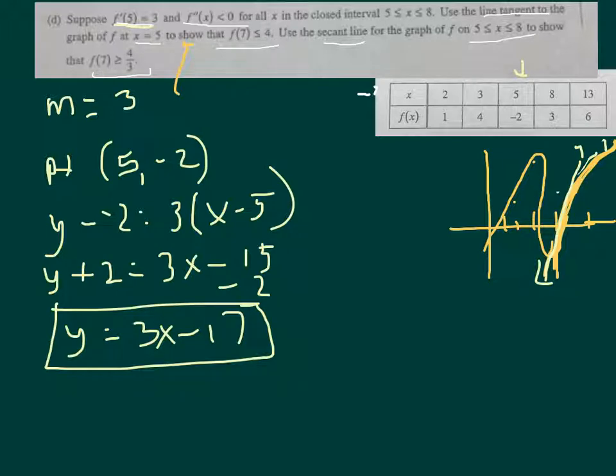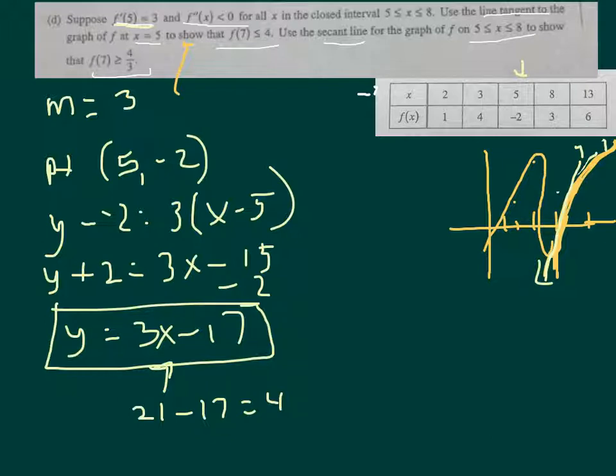The second question is, use the tangent line here to show that f of 7 is under 4, so let's plug a 7 into the tangent line right there for x. So 3 times 7 is 21, 21 minus 17 is 4. So how do I say that the tangent line f of 7 must be under 4?